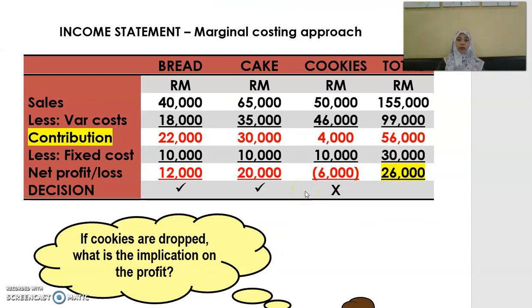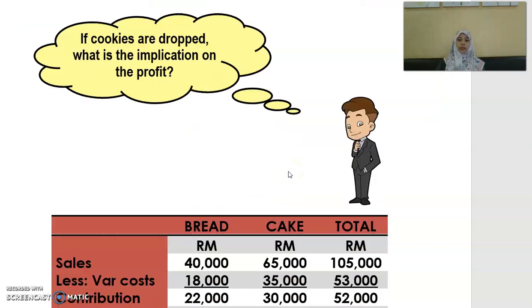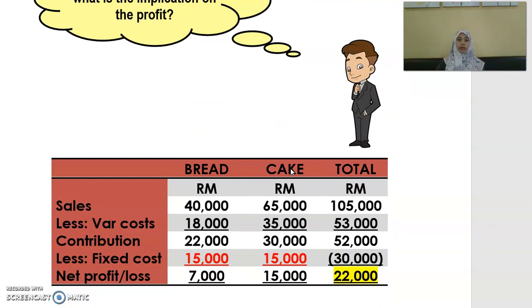Now, what do you want to do? If you drop cookies because you found that cookies are making losses, so you want to drop this product line, what is the implication on your profit? If you drop this because you say this is making losses, so you want to concentrate on your profitable product range, bread and cake only, look at the implication on your profit.